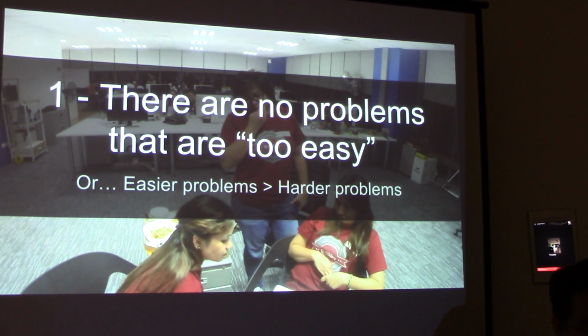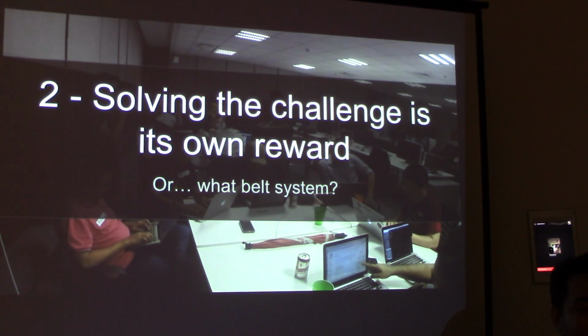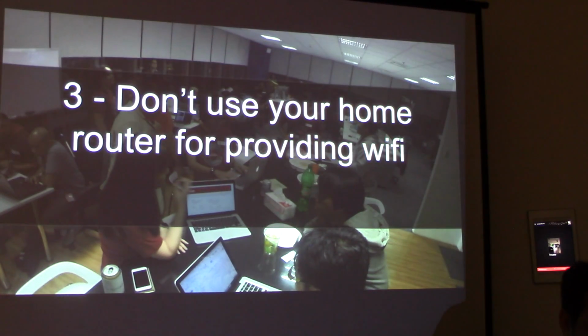So yeah, easier problems more than harder problems. Number 2, solving the challenge is its own reward, or why we don't need a belt system. When we started out, we had this very complicated scheme of providing stickers with belt colors. While we are keeping that, and some people liked it, a lot of people went there because they wanted to do the challenge and were interested in that. So yeah, another thing we learned.